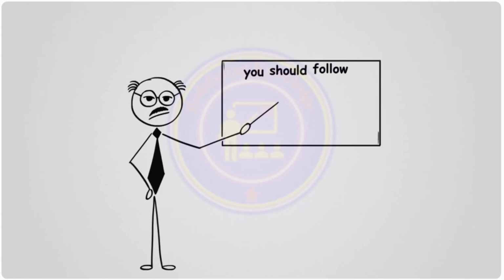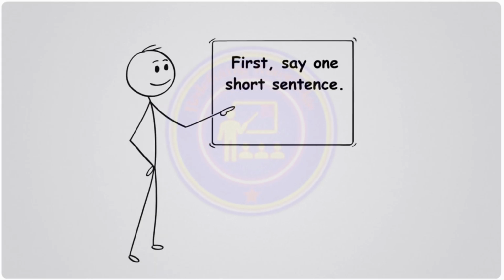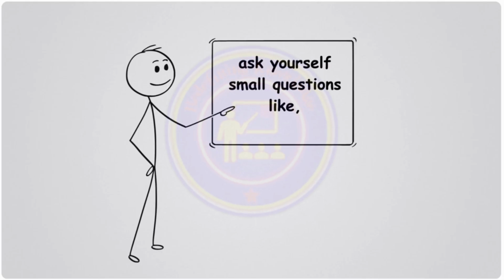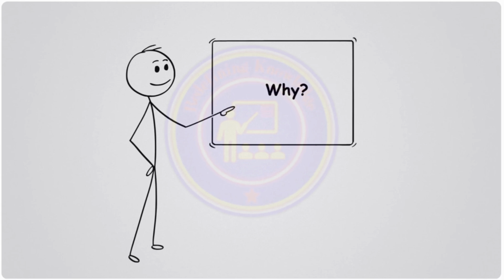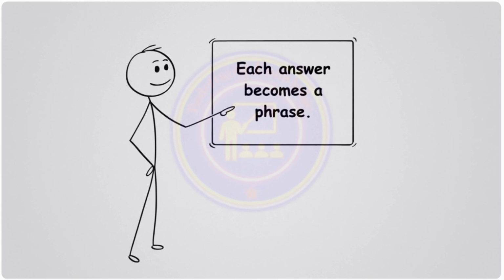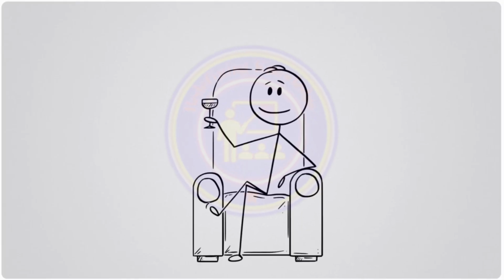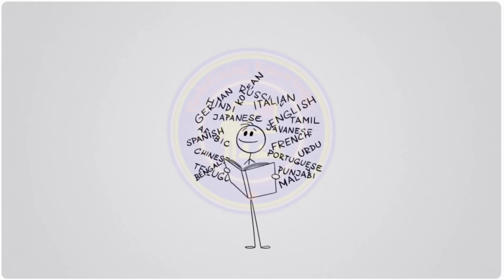To practice this skill, you should follow a very simple method. First, say one short sentence. Second, ask yourself small questions like when, where, how, why. Each answer becomes a phrase, and each phrase makes your sentence longer and clearer. By using this method, you can speak longer sentences without fear, without confusion, and without stopping.